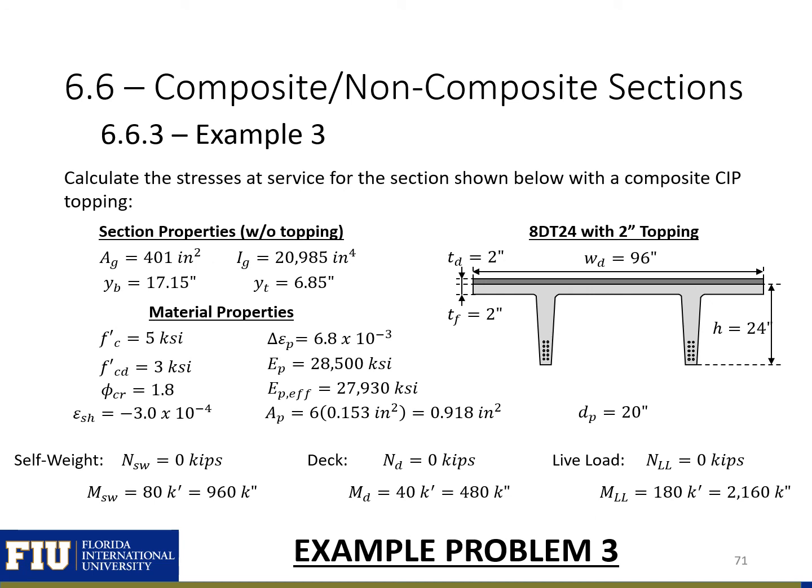And that brings us now to example number 3. So you can exit this video now and go to the accompanying video for example 3. In this example, we're going to calculate the stresses at service for the double T section shown here, which has a 2-inch composite cast-in-place topping. It's a double T, so we have the gross section properties, and I also give us all of our material properties, including our shrinkage strain and creep coefficient, and the relaxation effects, so the effective modulus for our pre-stressing.